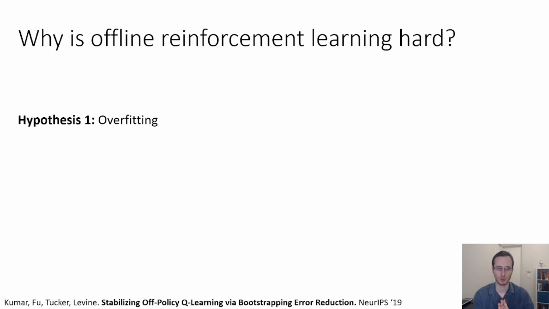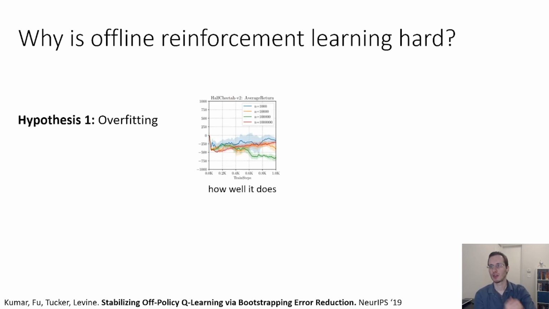Maybe when you're not allowed to collect more data, you just overfit to the data you collected initially, and bad stuff happens. So to evaluate this, we varied how much training data was available to a naive offline, in this case, actor-critic algorithm for a standard benchmark, in this case called the half-cheetah. So the blue curve has 1,000 data points, the red curve has 1,000,000, and you can see that they're doing about the same. So if increasing the amount of data doesn't reduce the problem, it seems unlikely that the problem is overfitting.